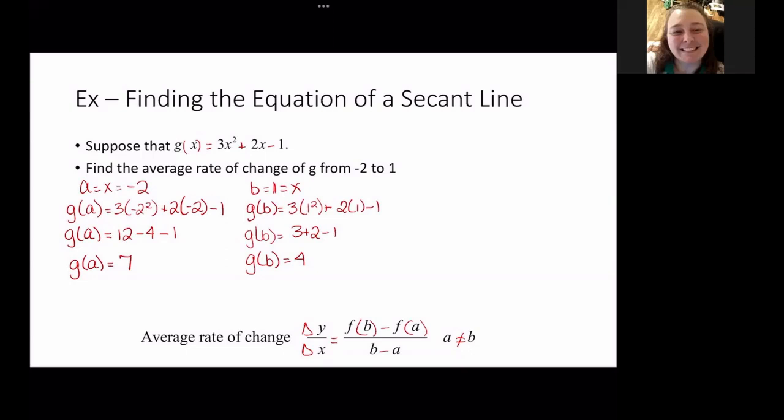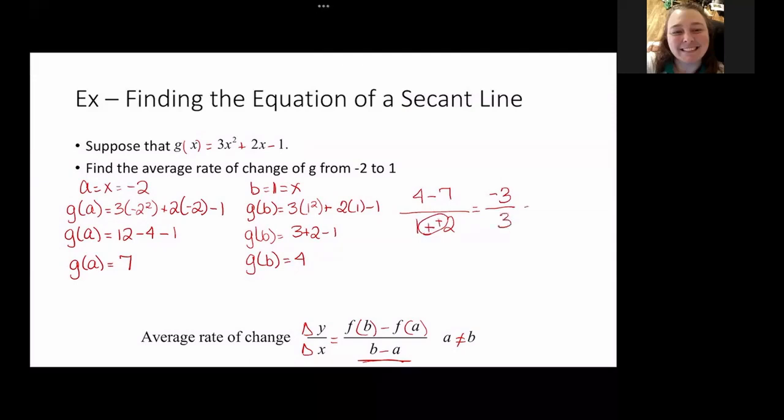Let's do our average rate of change equation. So g of b, which is 4, minus f of a, or g of a, which is 7, divided by b, which is 1, minus a, which is a negative 2. Don't forget to check your signs, okay? So 4 minus 7 is a negative 3. Okay, you've got two negatives, so they go positive. 2 plus 1 is 3. So my answer is a negative 1.